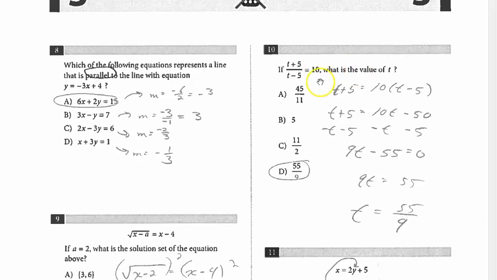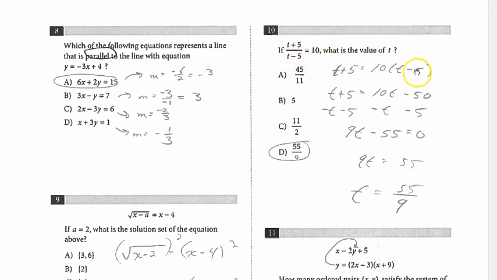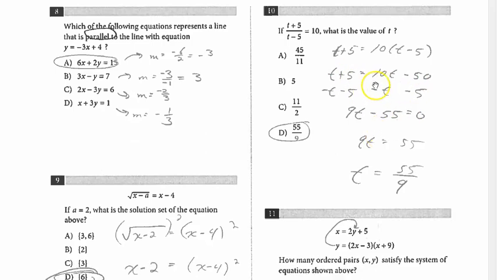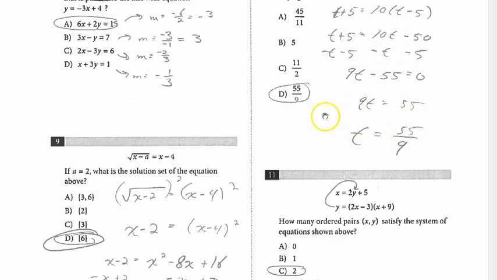Question 10, we're told an equation, we're trying to figure out t. First, I multiplied by t minus 5 on both sides and distributed it. I'm trying to isolate my t, so I got all of it equal to 0. Add 55, divide it, and we got our answer.